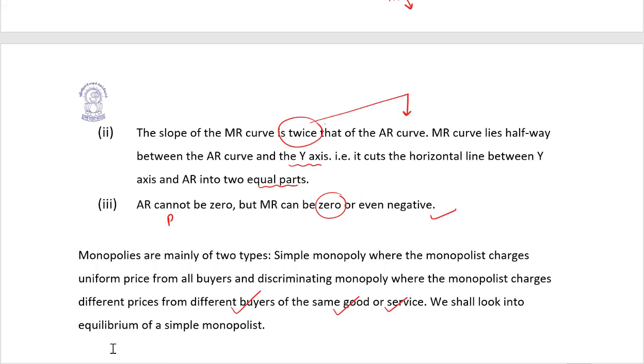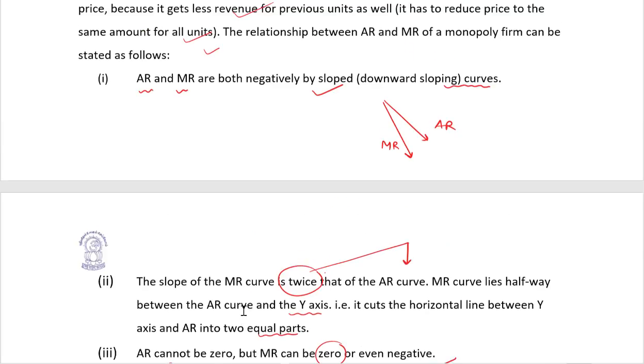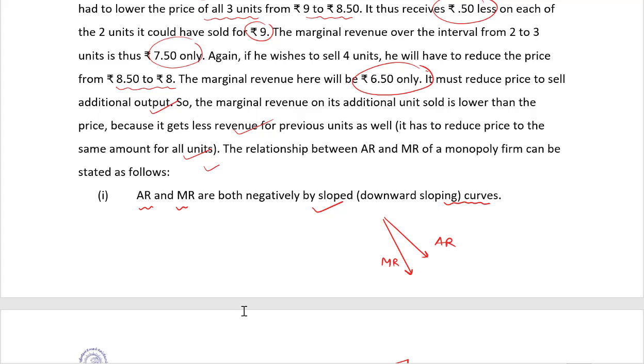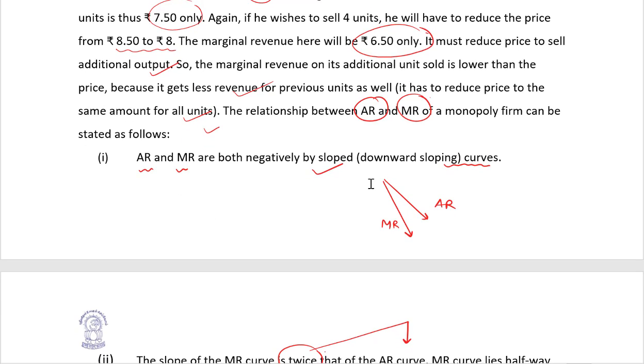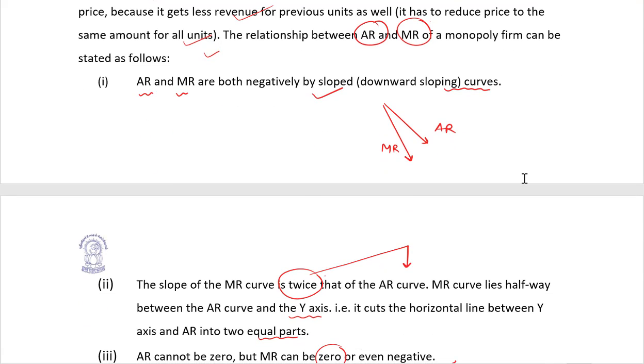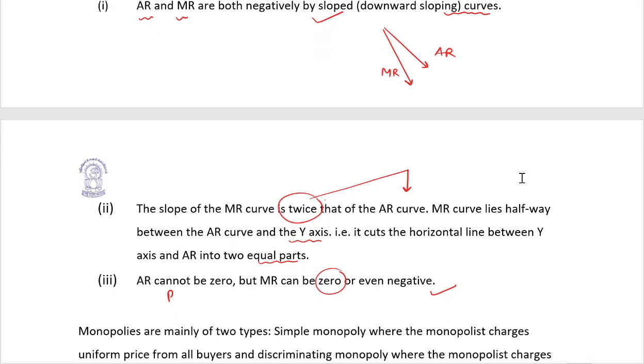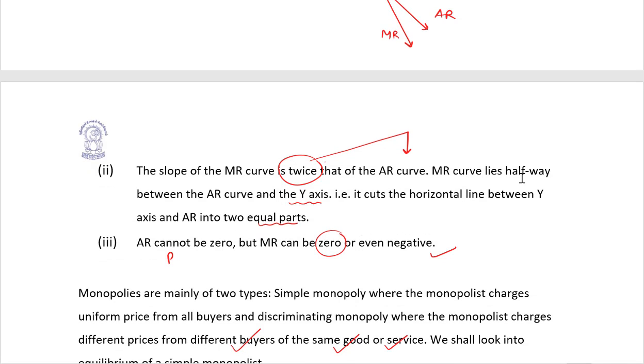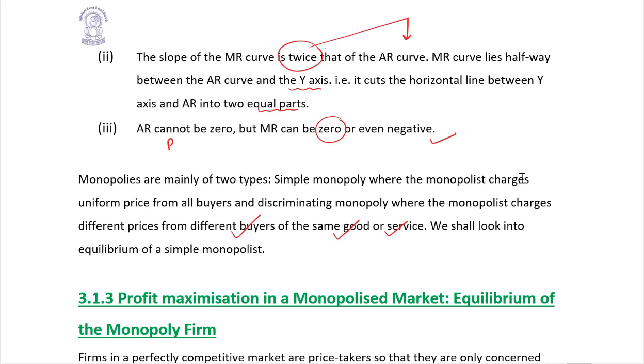I believe you understood. The relationship between average revenue and marginal revenue of a monopoly firm is as follows. First of all, they are negatively sloped. Second, the MR curve's slope is twice that of the AR curve. And third, MR could be 0 but AR cannot be 0 because AR is P, and MR could be either 0 or even negative.